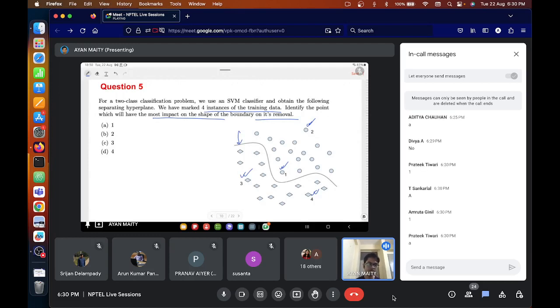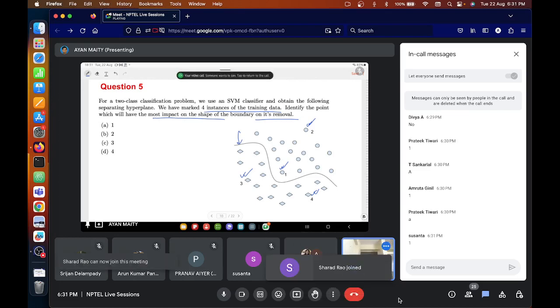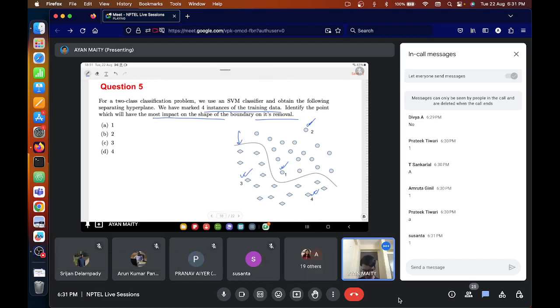Pratik says 1, Sankarlal says A, which is 1, Amrita says 1, Pratik is saying A, Sushanta is saying A. So all the answers in the chat are option A. Satyam is also saying option A.